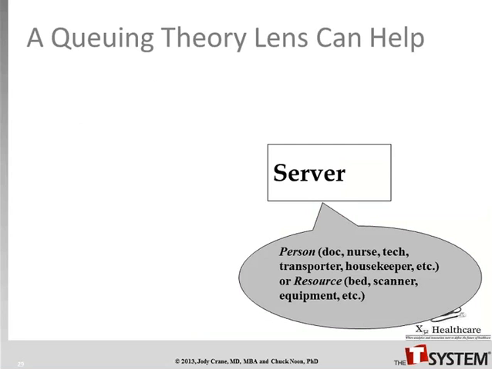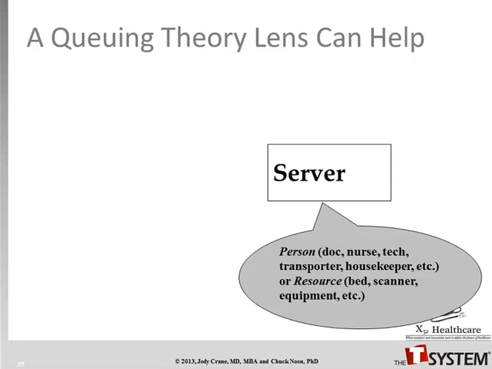But if by chance you haven't heard of queuing theory, it's a really important framework to look at how your ED is operationally configured to either succeed or fail.